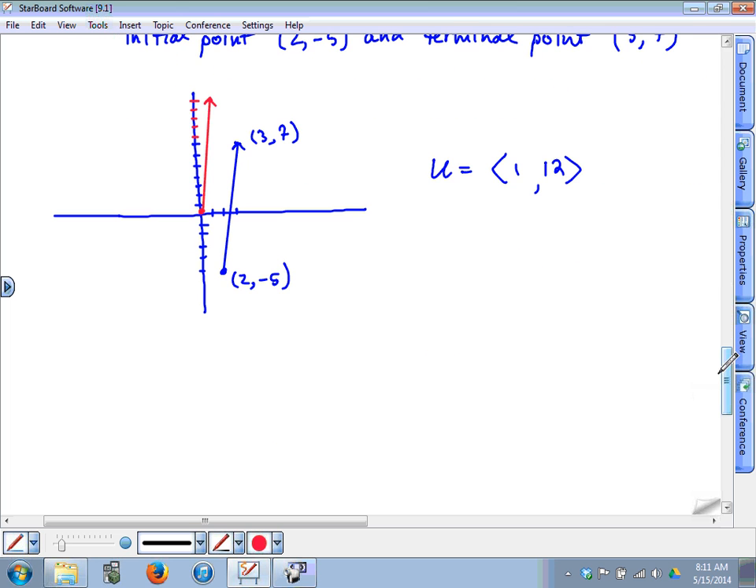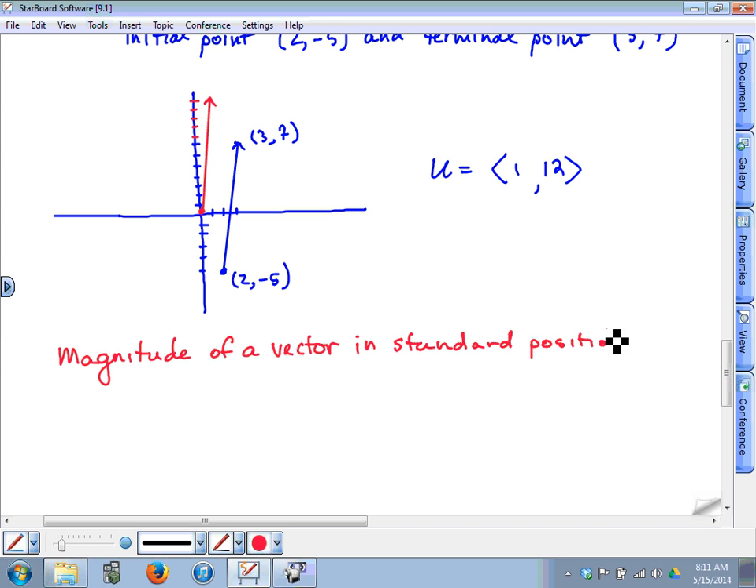Let's talk about how to find the magnitude. That's pretty easy. Magnitude of a vector in standard position. That's important. It's in standard position.